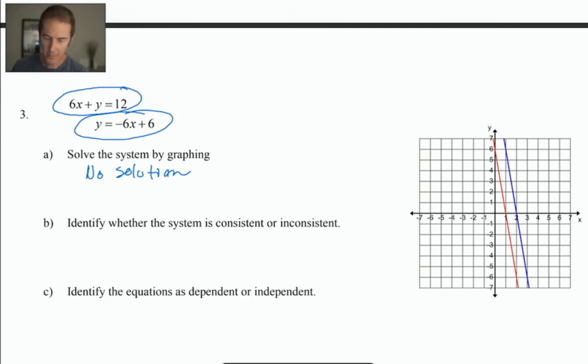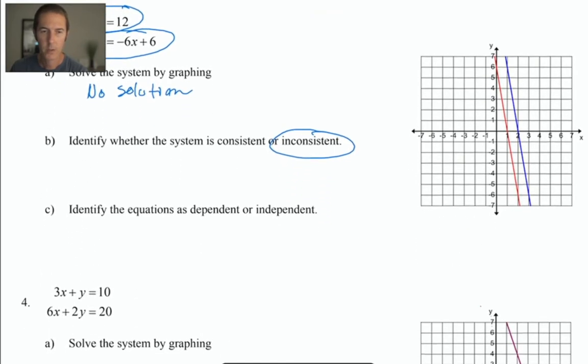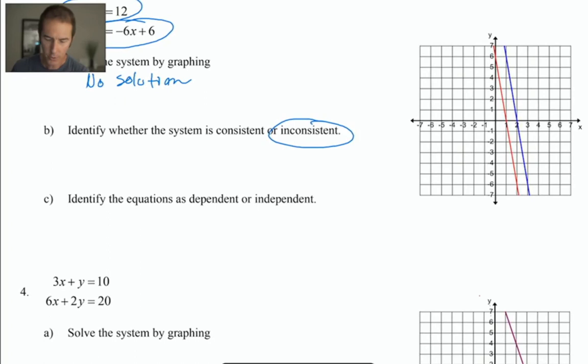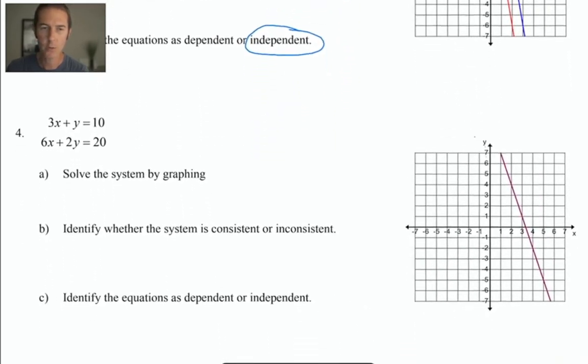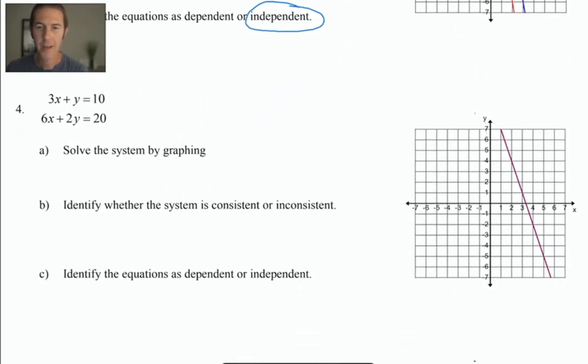The system is inconsistent because there is not at least one solution. And these equations are independent. They don't even touch each other. They're very independent. Again, only dependent if the two equations are describing the same line, as is the case here in number 4. Let's work this one from the bottom to the top. The equations are dependent, we would say, because they describe the same line.